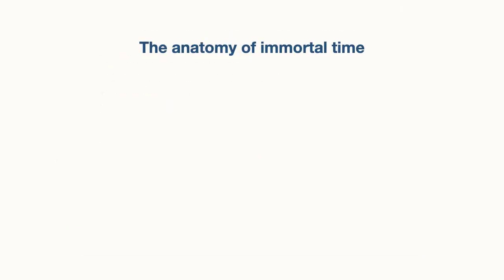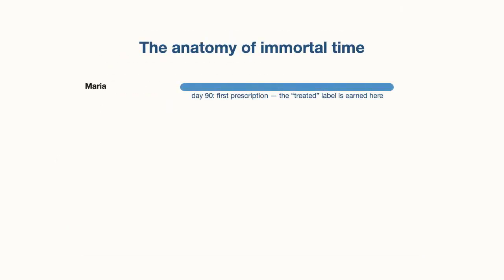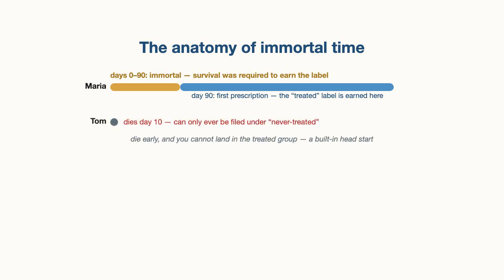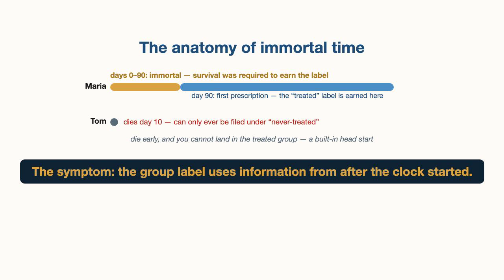Why did the trick work? Maria earned her treated label at day 90, but the lazy analysis credited her days 0 to 90 to the treated group. To get the label, she had to survive those 90 days. Had she died on day 50, she would be filed under never treated, like Tom. So the treated group's clock contains a stretch of guaranteed survival, time during which its members were, by definition, immortal. That is immortal time bias.